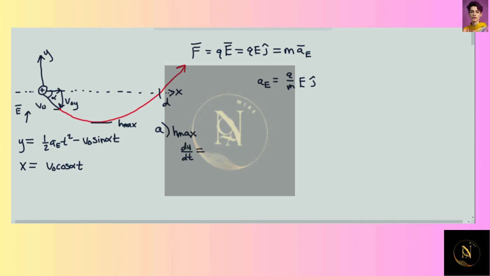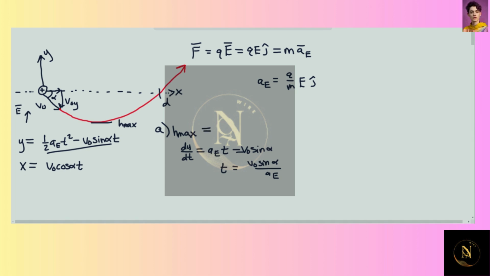This will have a value if we take the derivative of this equation: a sub e times t minus v sub 0 sine of alpha. We want to know when this is equal to 0. We add this on both sides, we get this new equation, and we solve for t. We find that t is equal to v sub 0 sine alpha over a sub e. This is the time at which h max occurs.